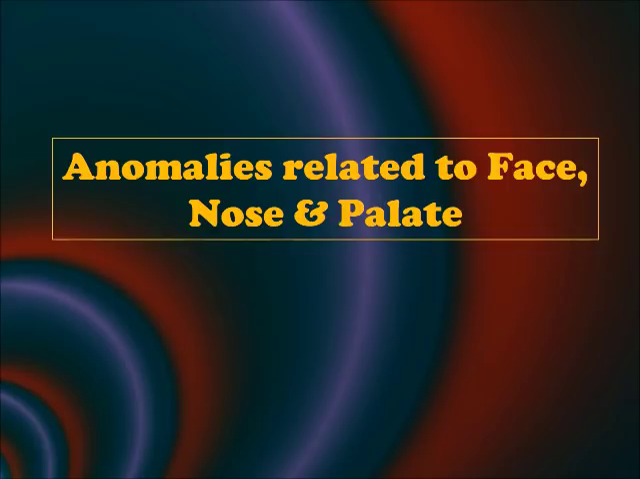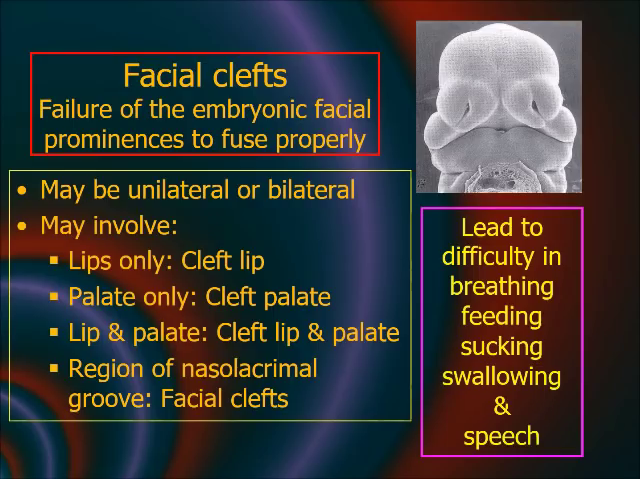What are the anomalies that are related to the face and nose? Anomalies meaning that the segments during facial development fail to meet together, giving us what we call facial clefts. The facial clefts are failure of embryonic facial prominences to fuse together properly. Depending on which prominence or segment fails to meet, they will give us different facial clefts. For example, cleft lip, cleft palate, cleft lip and palate. At the region of the nasolacrimal duct or groove there are also facial clefts.